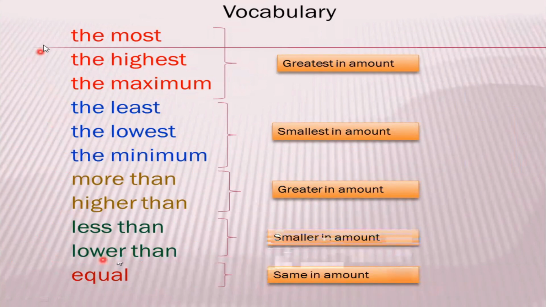Let's read it again. The most, the highest, the maximum. Greatest in amount. The least, the lowest, the minimum. Smallest in amount. More than, higher than. Greater in amount. Less than, lower than, smaller in amount. Equal, same in amount.